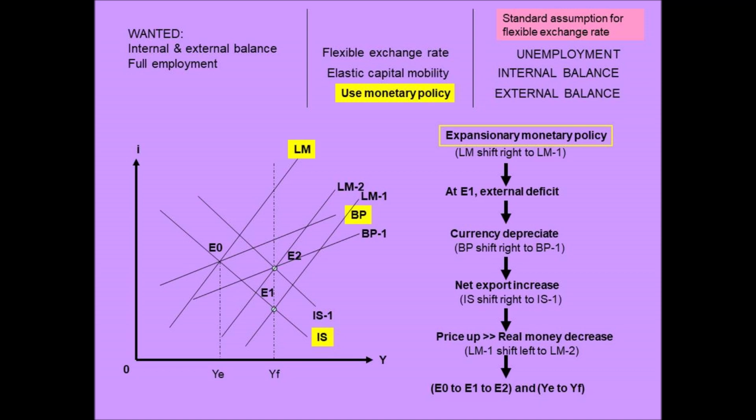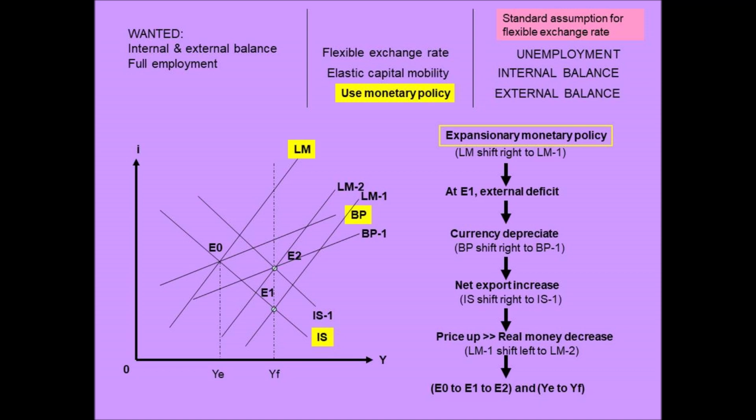If you are instructed to use monetary policy, given this example and this flexible exchange rate, you have internal and external balance but unemployment, so you are asked to achieve internal and external balance with full employment. You want to increase output because you have unemployment, so you have expansionary monetary policy. Expansionary monetary policy will cause the LM curve to shift right, crossing the IS at the YF level. Therefore, you have E1 here. Here you achieve full employment but an external deficit, because E1 is below the BP line.